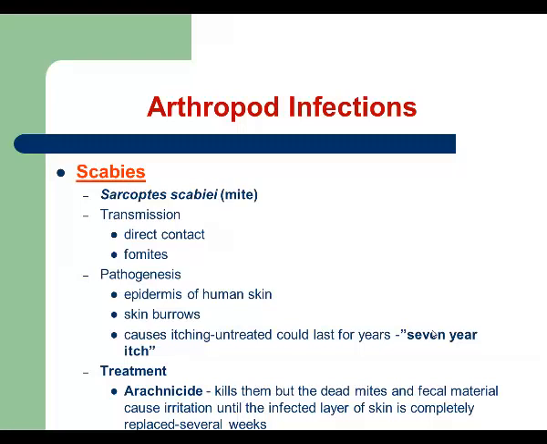This mite lives within epidermis of human skin, and then a female to reproduce go deeper into stratum corneum, where they usually lay eggs. Eggs hatch into larvae, and then the adult mites will be developed from those larvae. Another name of this infection is 7-year itch. The reason why, because the main symptom of this infection will be a severe itching.